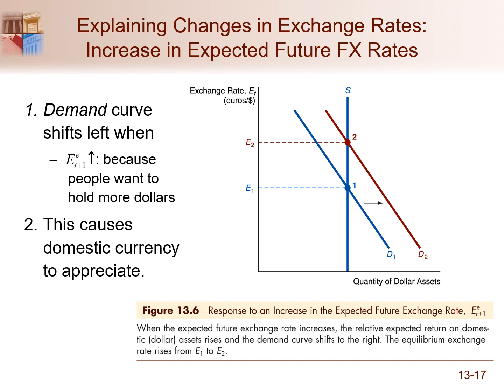The equilibrium point would shift from 1 to 2, and your exchange rate would increase from 1 to 2, because people are expecting that the future exchange rate would increase, so there would be an appreciation in the dollar. So that's why people want to hold more and more of a dollar. That's why the demand for holding more dollars would increase, and your exchange rate will also appreciate.